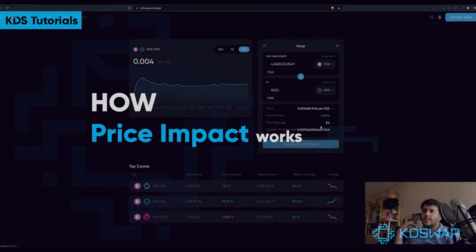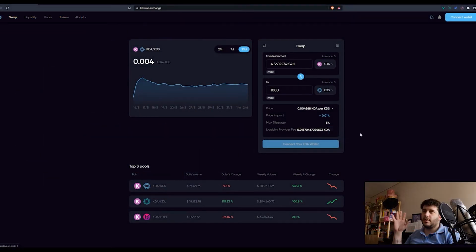People usually mistake slippage for price impact. The price impact is not related to slippage whatsoever. The price impact is how much the ratio changes regarding the volume you try to change.